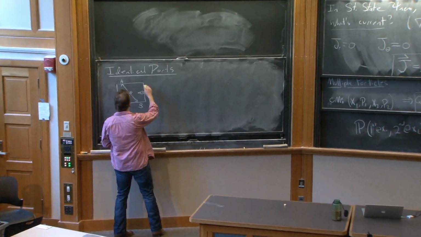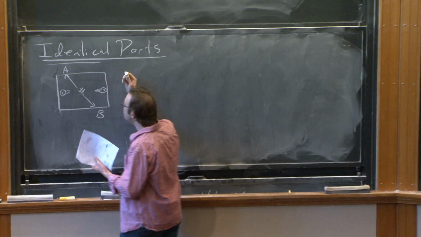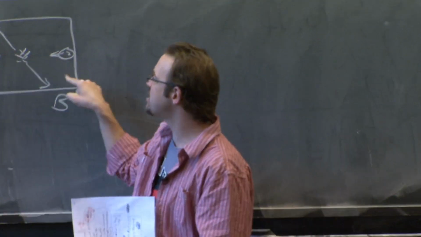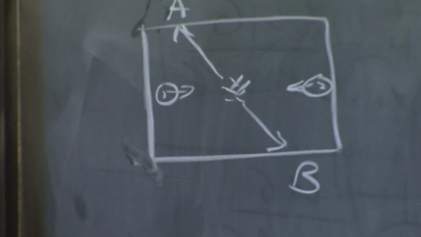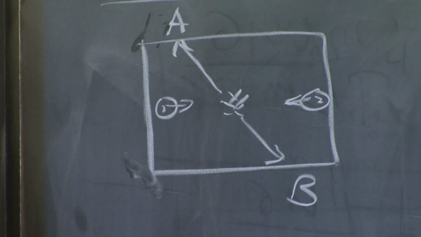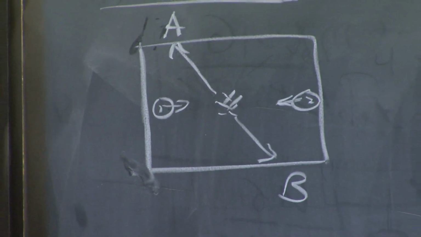If we have truly identical particles, what we mean by that is there's no way to run this experiment and determine which of these two particles went to A and which went to B. Everyone cool with that? They're identical. And what I want to understand is, what are the consequences?